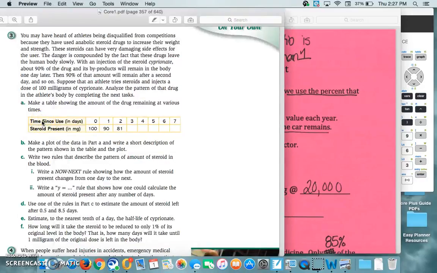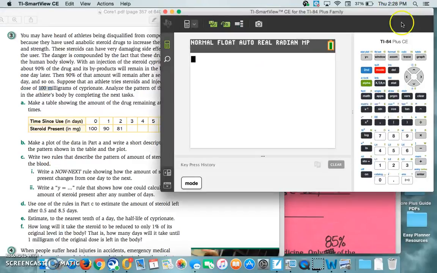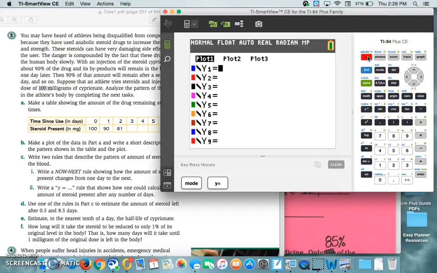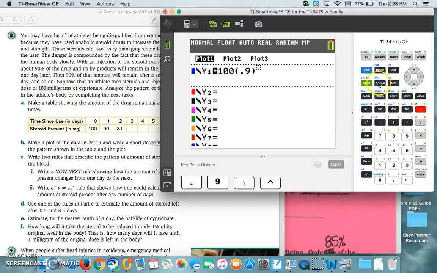So we have this example here from the textbook about anabolic steroid use, and the sentence says 90% of the drug and its byproducts will remain in the body 1 day later, and the initial dose is 100 milligrams of the steroid. So in your calculator, in your y equals rule, you would have 100, because that's the initial dose, times, and remember you can use your asterisks or you can use parentheses, 0.9, because 90% needs to be represented as a decimal, raised to the x.